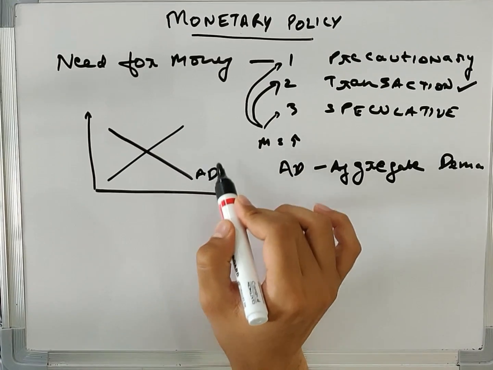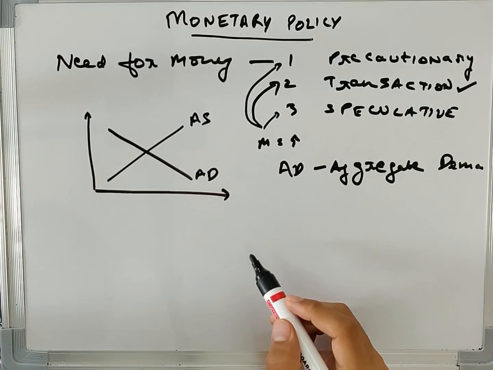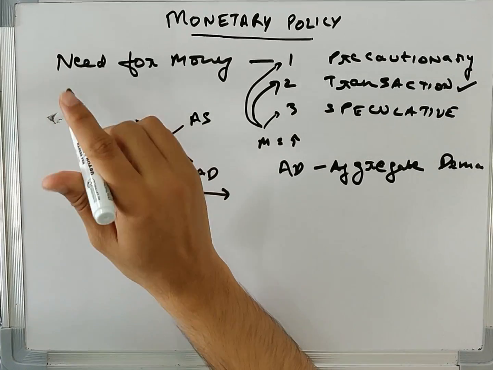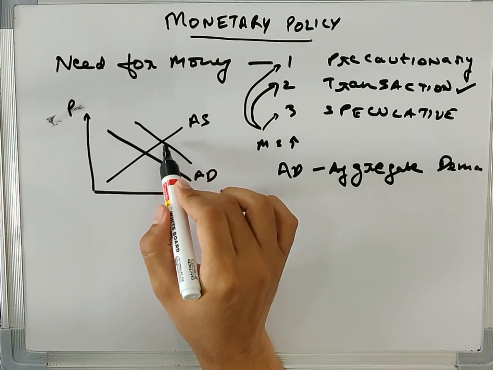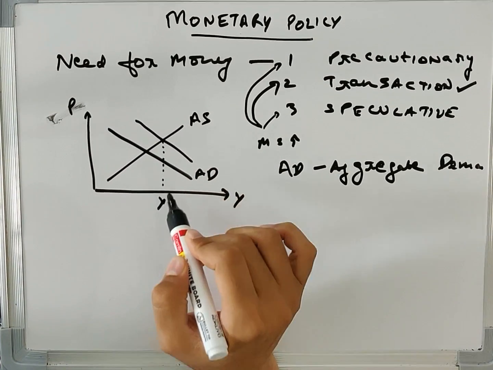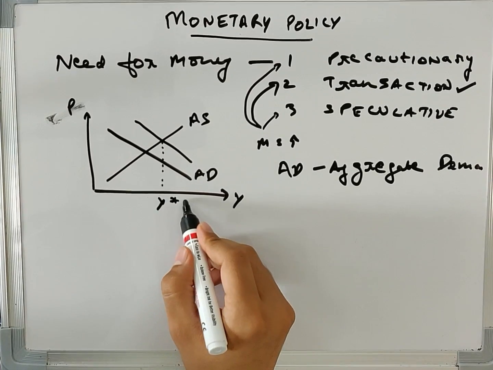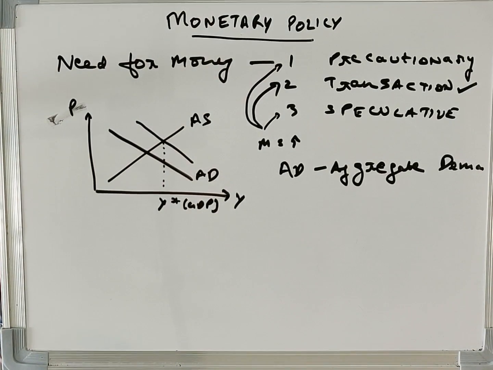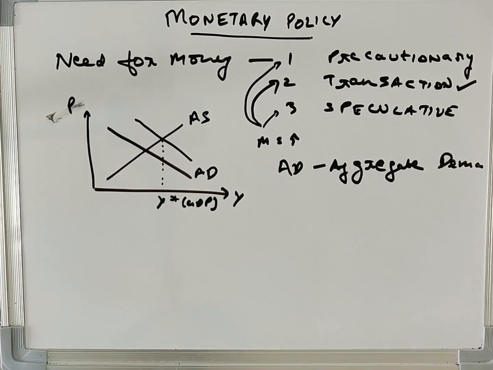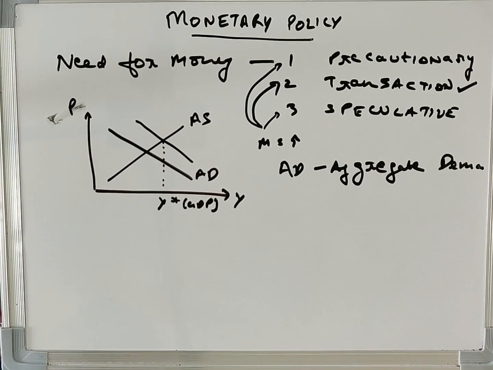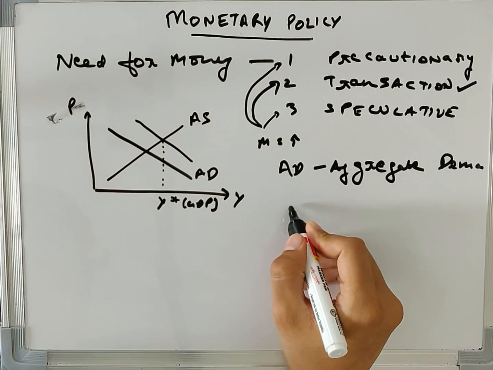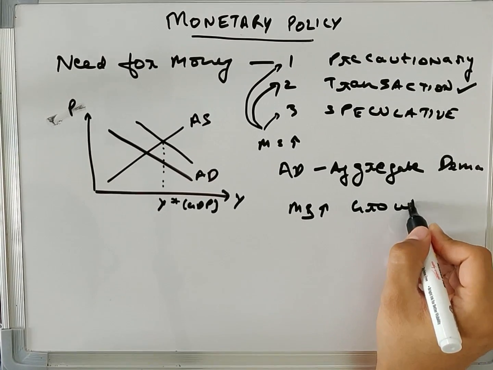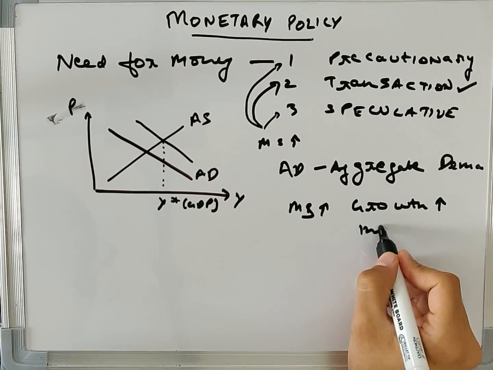This is the aggregate demand, this is the aggregate supply. Now, if the supply is constant, this will lead to an increase in inflation. However, this also leads to an increase in output, that is GDP. Therefore, as explained earlier, this is a case of cost push, this is a case of demand pull inflation. However, an increase in money supply also improves growth. So, it's a trade-off between growth and inflation.